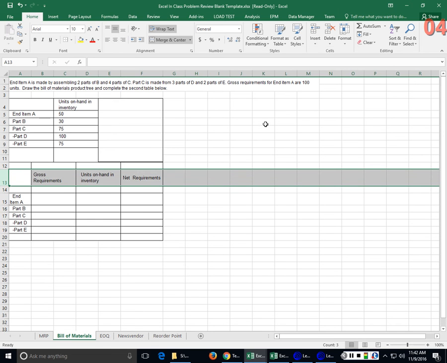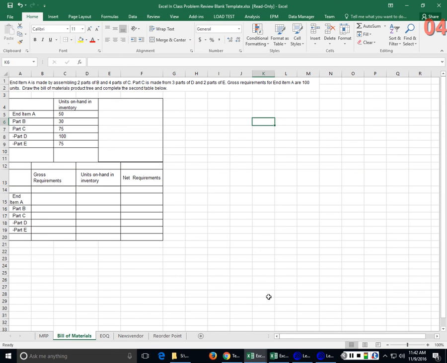Okay, I'll go ahead and draw the product tree because I think it'll be hard for you to describe it to me. It starts out, my end item is A. My end item is made up of 2 parts of B and 4 of C. Then it says part C is made from 3 parts of D and 2 parts of E.